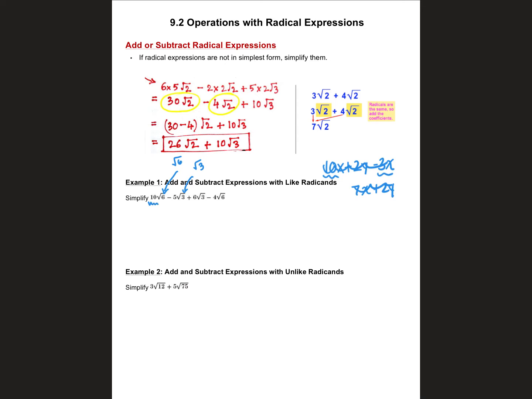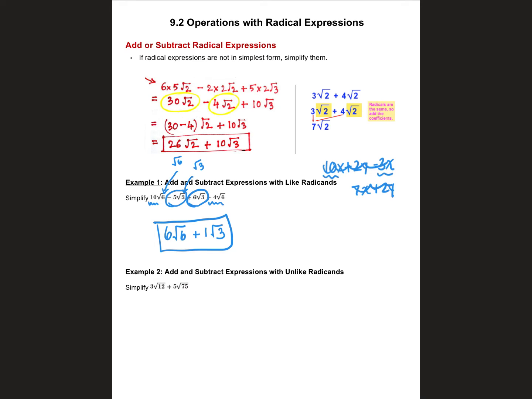So we have 10 of the radical 6's minus 4 of the radical 6's. 10 minus 4 is 6 of those radical 6's. Now I'm going to combine the radical 3's. I have negative 5 radical 3 and 6 radical 3. That gets me positive 1 of those radical 3's. And that's as much as I can do. That's my final answer.